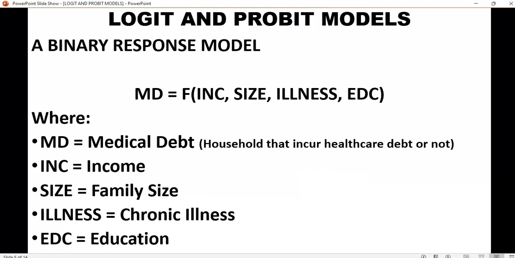Now let's take an example. We have a binary response model where MD is a function of INC, size, illness, and EDC, where MD is medical debt, whether a household has healthcare debt or not. We also have INC, which equals income. We have size, which equals family size. We have illness, which equals chronic illness, and then we have EDC, which is education.